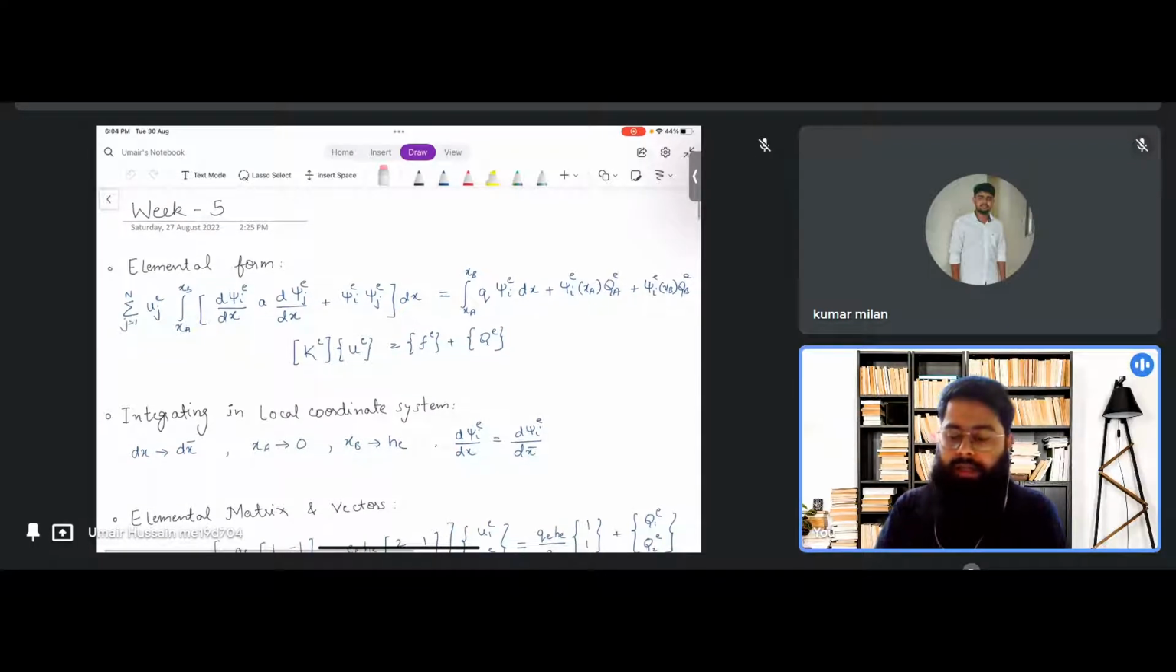Until last week, we covered the residual method and weighted residual method, and started with the finite element method formulation. There was some basic difference we discussed in the last class. Would you like to remind me what was the basic difference between the finite element method and the other methods we discussed so far?